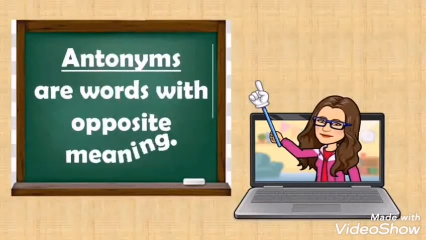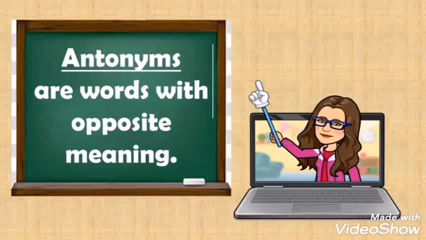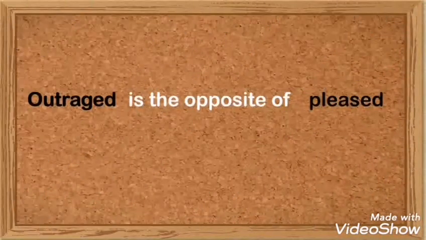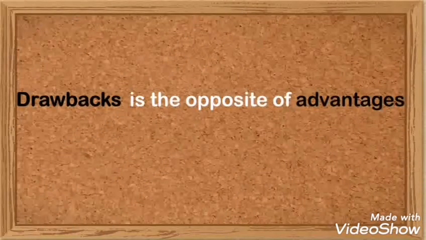When we say antonyms, these are words with opposite meaning. If the word outrage is synonymous with the word angered, its antonym will be the word pleased. Drawbacks is the opposite of advantages.